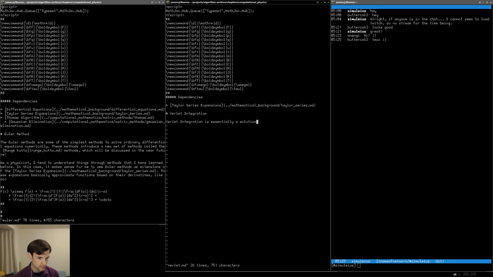Okay, so Verlet integration is essentially a solution to the kinematic equation for the motion of any object, which can be found with a Taylor series expansion. And I'm going to go ahead and say that this will be linked here. So I'm just going to go ahead and put a link in here.